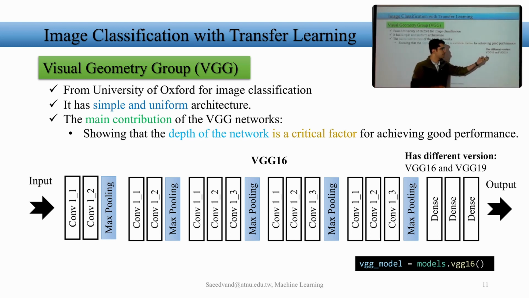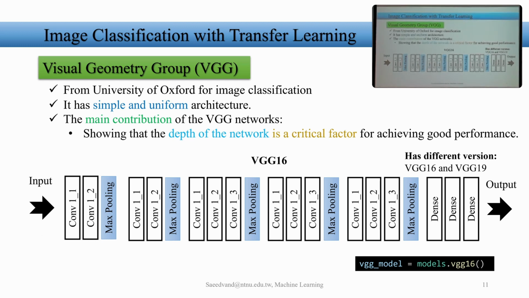For VGG we have different versions depending on the number of layers. For example, VGG 16 and VGG 19 are two common ones. You can have a look at the VGG 16 structure. We have the input, and whatever is inside you already studied. We have two convolutional layers, then one max pooling layer. Then again 2 convolutions, 1 max pooling. Again 3 convolutions, then max pooling. 3 convolutions, max pooling, 3 convolutions, max pooling, and 3 dense layers at the end.